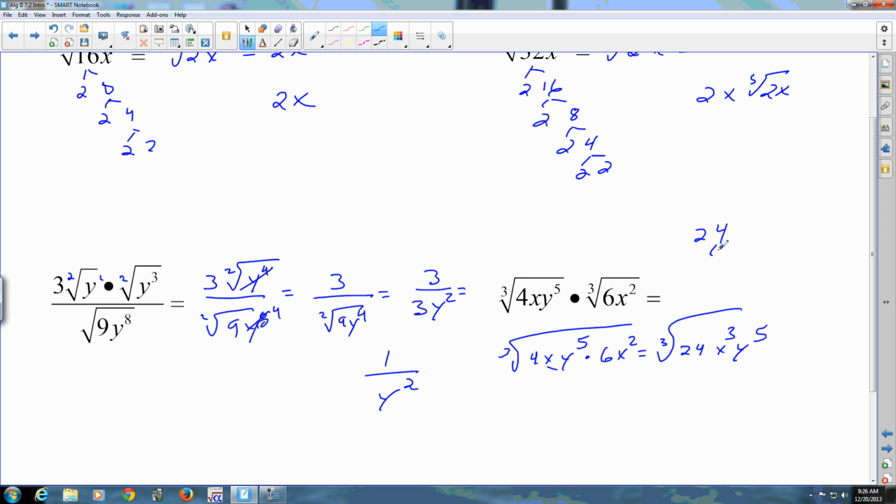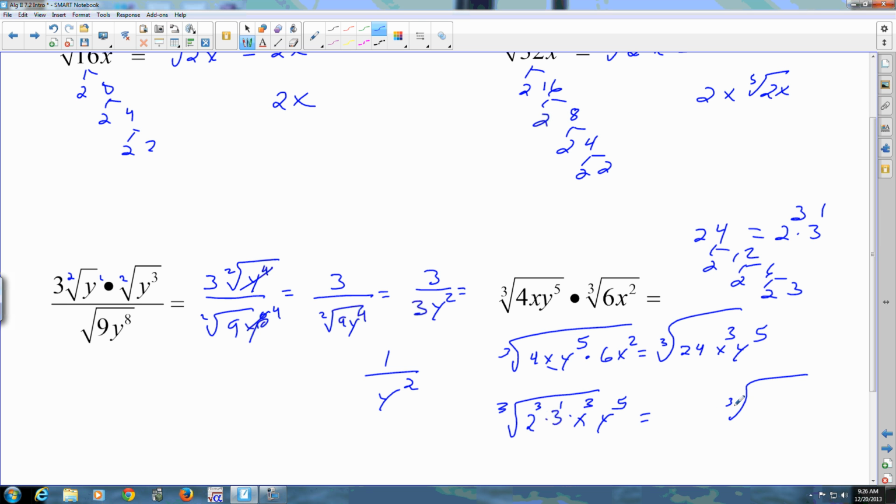24, remember, is 2 and 12, 2 and 6, 2 and 3. So that's 2 cubed times 3 to the 1st. So rewriting that, I've got a cube root of 2 cubed times 3, bringing this in, x cubed y to the 5th, and now you start pulling stuff out.